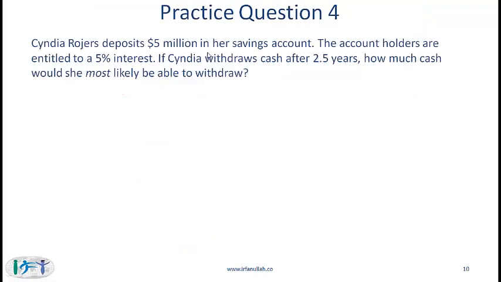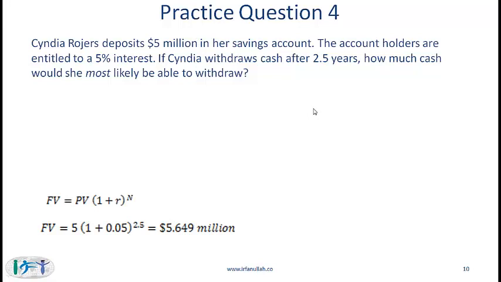Let's see if you can do this practice problem now. This is fairly straightforward, and here is what you should have done. Recognize the formula that we just saw. Future value is present value times 1 plus r to the power of n. So n here is 2.5. You plug in the numbers and that is what you should get.